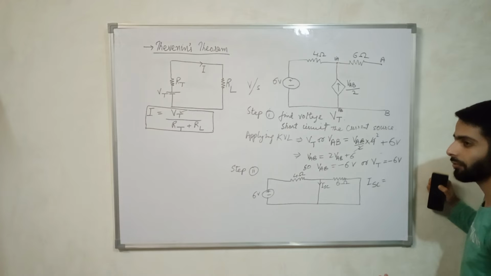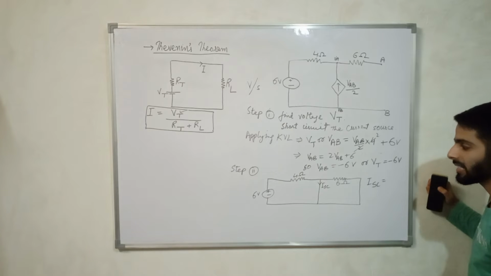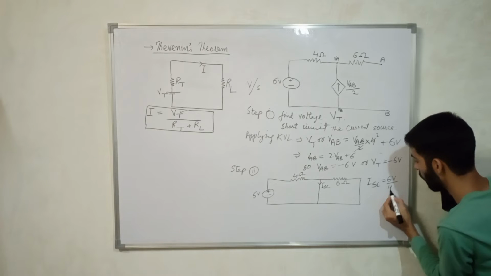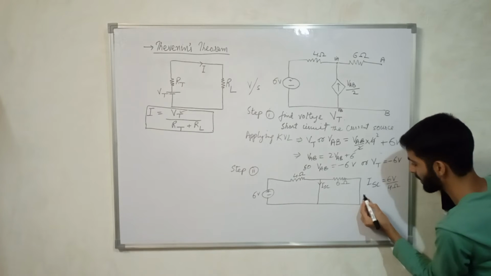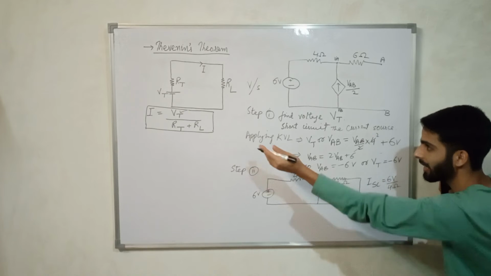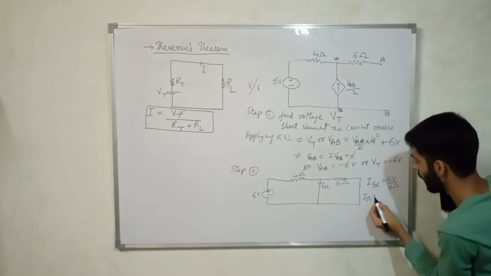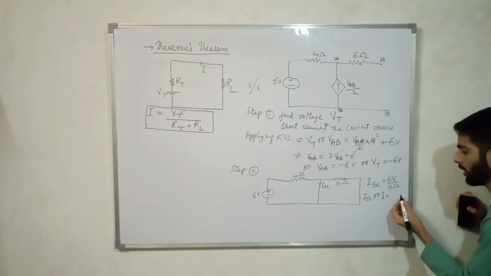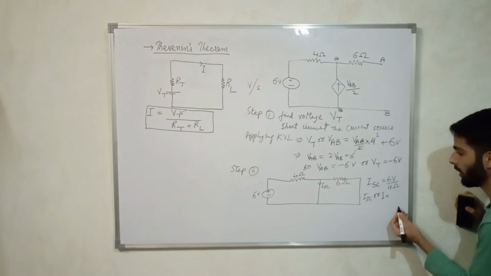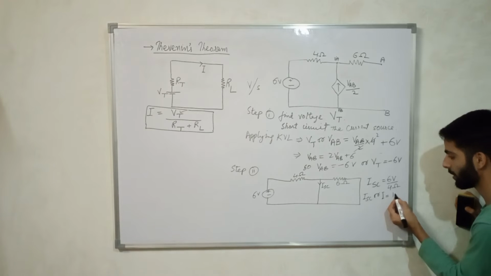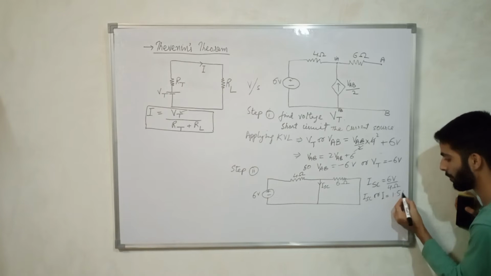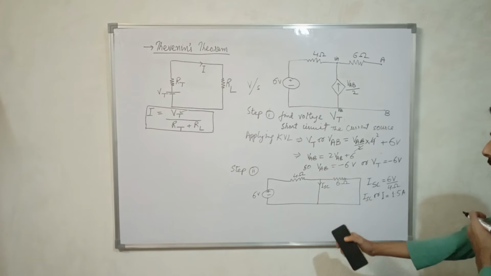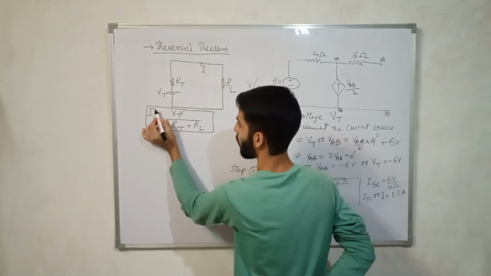What is current? V equal to IR, then I is equal to V upon R, 6 volt upon 4 ohm. ISC, or simply I, will be, I think, 1.5 ampere. Okay, so this thing has also been found.